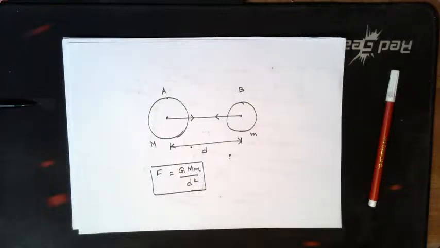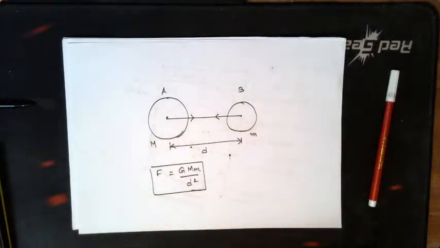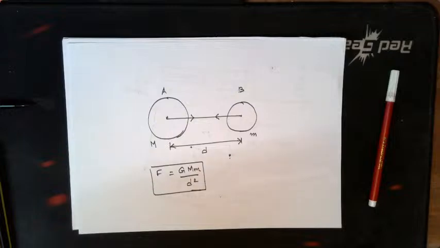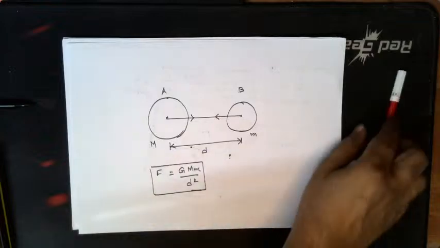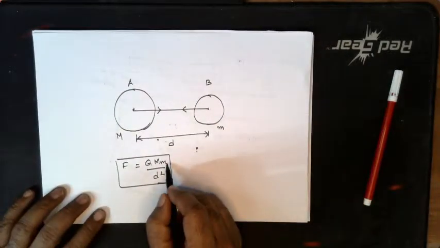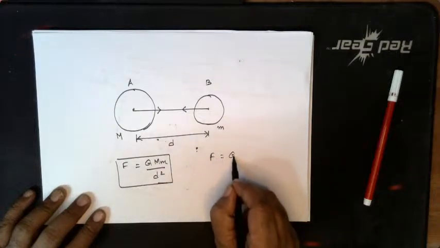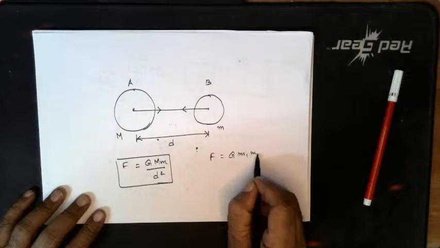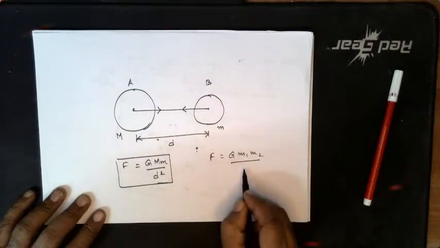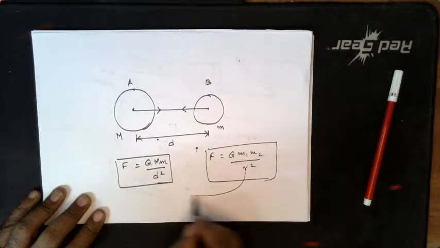What is the universal law of gravitation? What is the formula? F equal to G m1 m2 by d squared. So either you can say m1 m2 or capital M and small m. You can distinguish by that. You can either put G capital M small m, otherwise you can put F is equal to G m1 m2 divided by d squared or r squared. So this r is nothing but d.